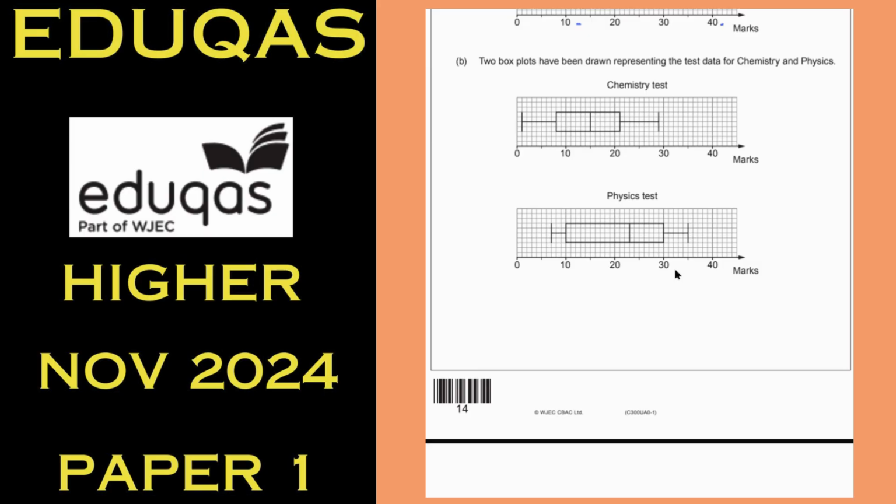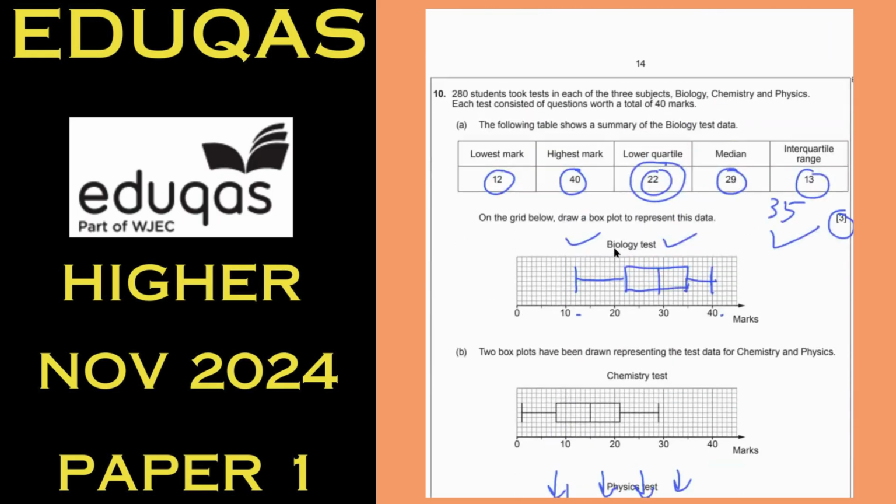Part I says, calculate the number of students that were awarded 10 or more marks in physics. There's 10. There we go. Now, quartiles do exactly what they say on the tin. They split the data into quarters. So there'll be a quarter of the data here, and 1, 2, 3 quarters of the data is up here.